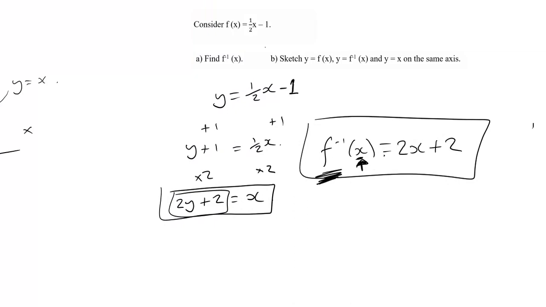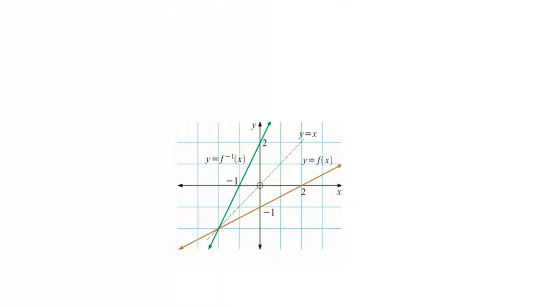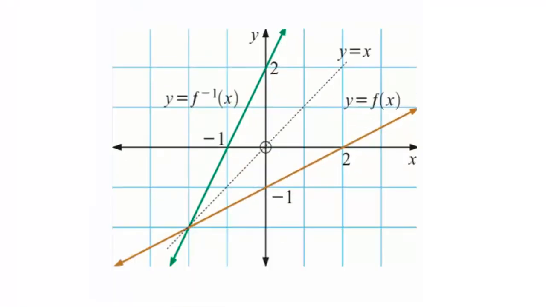Now then, let's have a look at part B. Let's sketch f(x) and f⁻¹(x) and the line y = x on the same axes. Now, forgive me, I'm going to keep this video nice and short, and I'm going to cheat. Here's the answer. Let's take a little look at this.